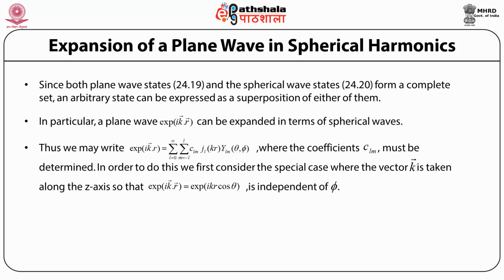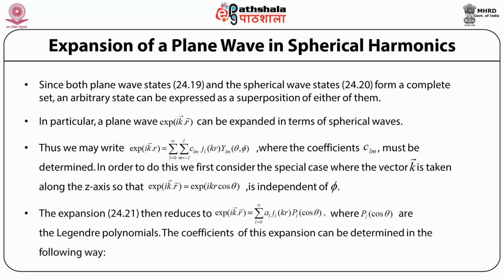axis, so that e^{i k·r} = e^{i k r cos θ} is independent of φ. The expansion 24.1 then reduces to e^{i k·r} = sum over l equals 0 to infinity a_l j_l(kr) P_l(cos θ), where P_l(cos θ) are Legendre polynomials. The coefficients of this expansion can be determined in the following way.